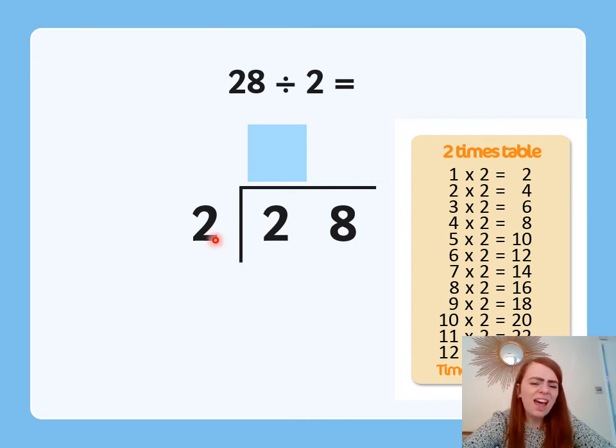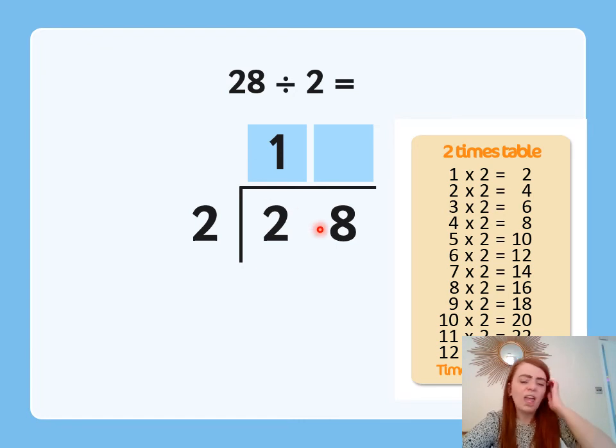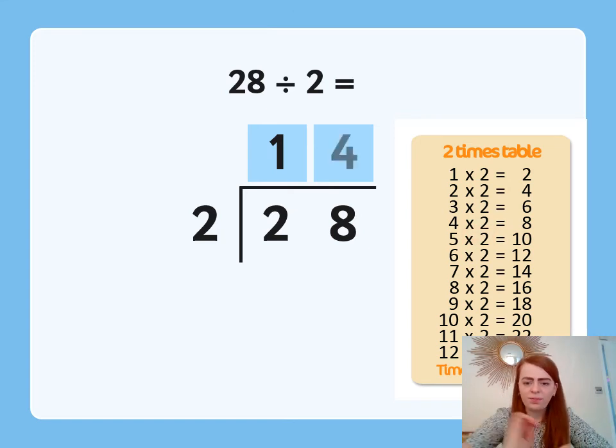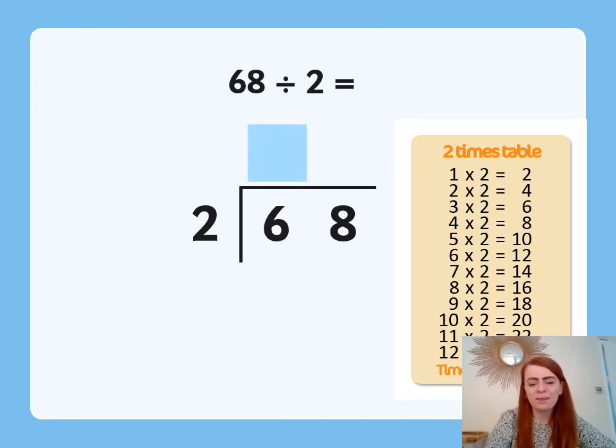So I know that 2 divided by 2 is 1, so that part is going to be 1. And I know that 8 divided by 2 is going to be 4. So the answer for this question is 14. So well done if you got that right, boys and girls.